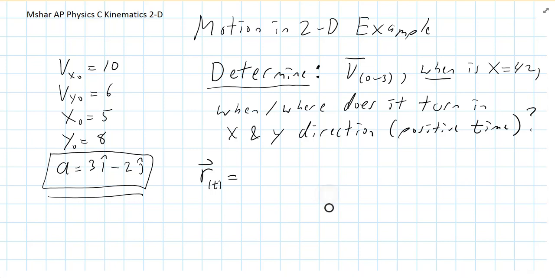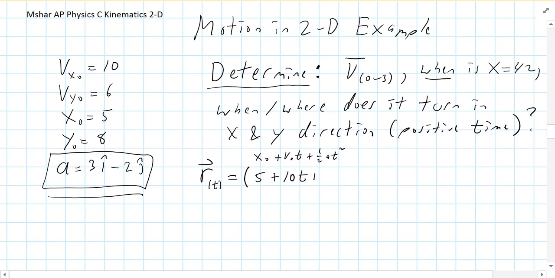For position, I'm going to write this up above here: x naught plus v naught t plus 1/2 a t squared. I'm just going to do that for both the x and the y direction. In the x direction, and I'm going to use parentheses to denote this, x naught is 5. V naught in the x direction is 10, so I have 10t plus 1/2 a. A in the x direction is 3, so half of that is 1.5 t squared. So that's our i hat position at any moment.